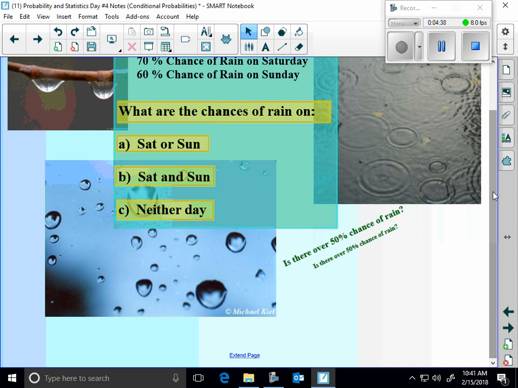Okay, so part A, Saturday. Let's say it rains Saturday or Sunday. So if it rains Saturday, then it can't rain Sunday. So Saturday, and I'll put not Sunday. That would be it rains only Saturday, correct? And then Sunday and not Saturday. So what would I do with those two? Multiply or add?